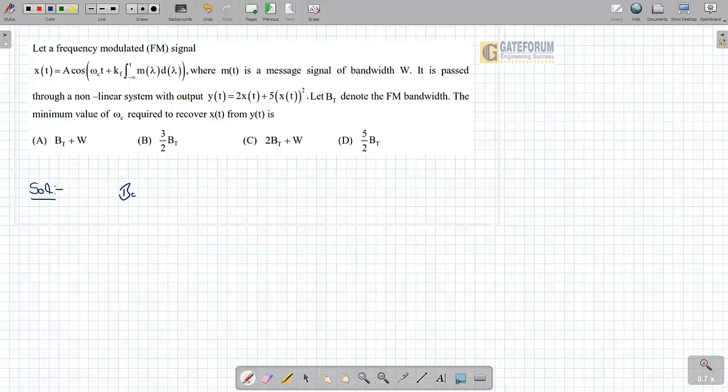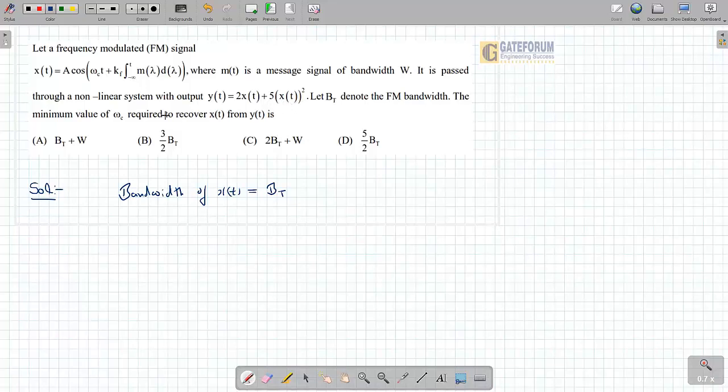The bandwidth of xt is equal to Bt, right? Now, when this xt is passed through a nonlinear system, the output yt is xt plus 5x squared t. When an FM signal passes through a nonlinear device or nonlinear system, what happens to the bandwidth? What happens to the frequency? They just get multiplied by a factor of nonlinearity, the order of nonlinearity, right?